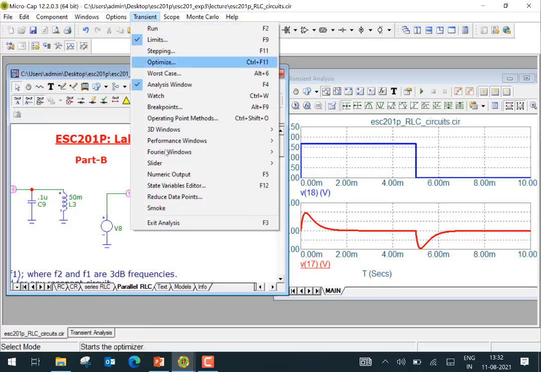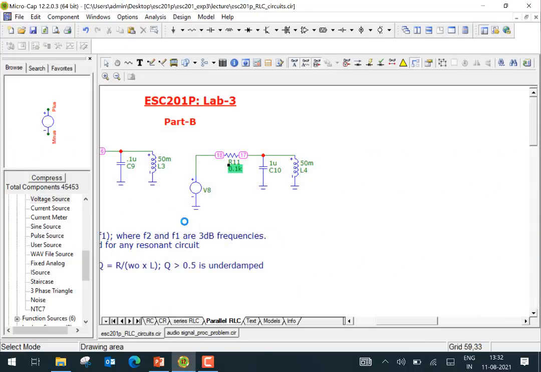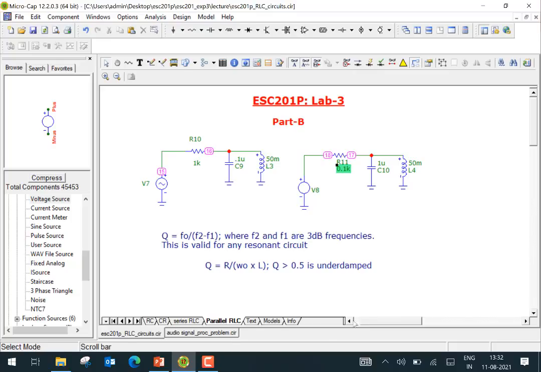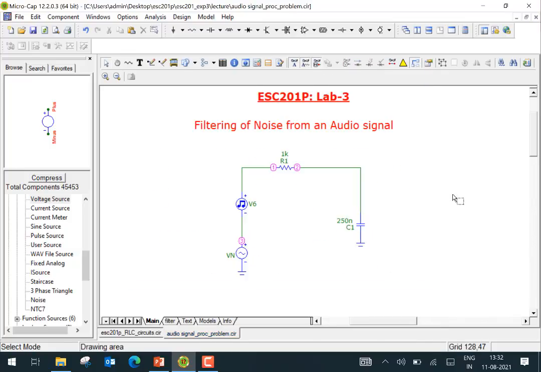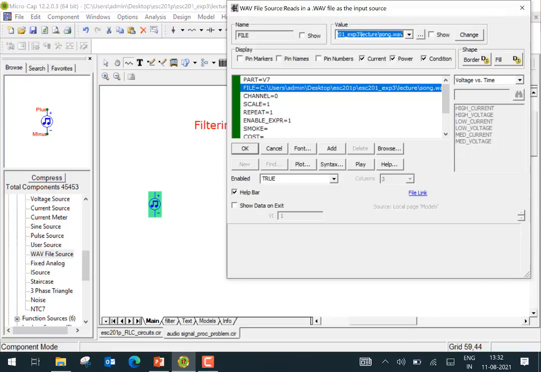All right, so let's come out of that. And finally, as a last part of the problem here, after studying the simple RC filters and RLC filters, what we have here is an audio signal. So this is the audio signal here. This particular simulator allows you to add an input which is an audio signal in this audio format, called the WAV file format here, right? And you can choose any song or any tune or whatever you like.